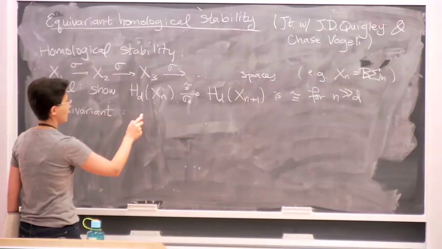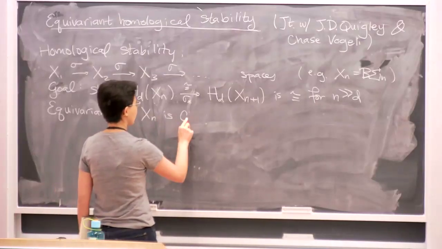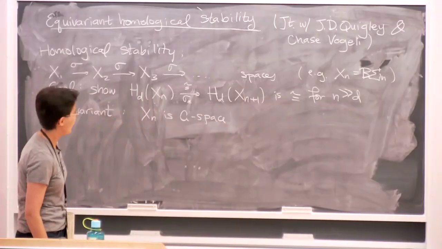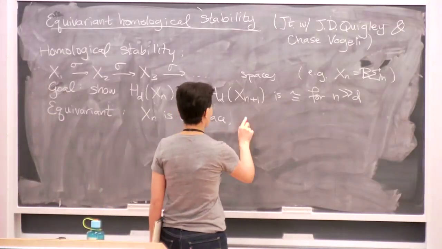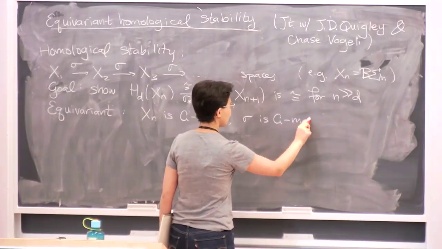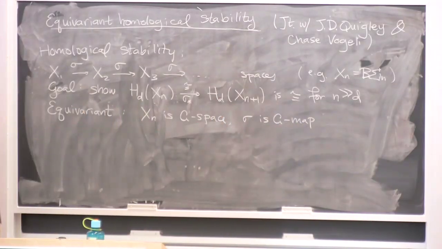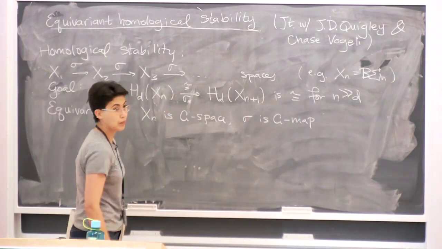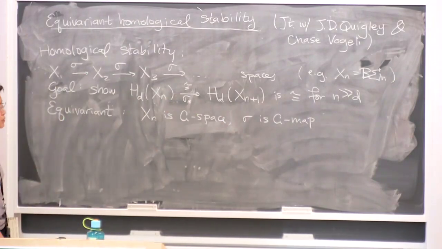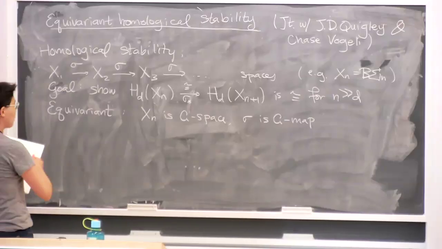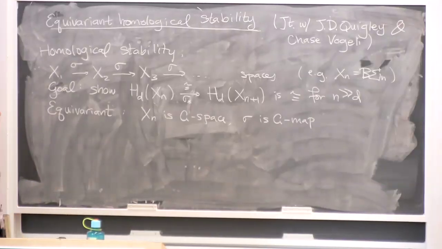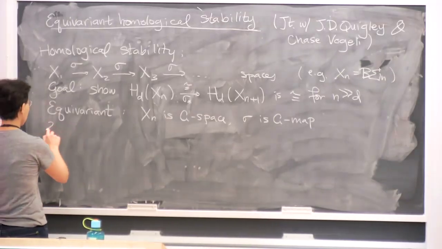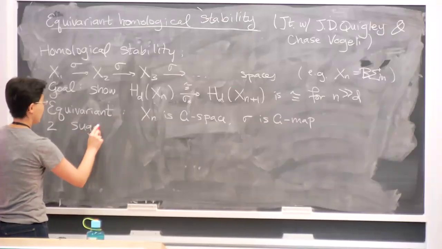So the equivariant version is, maybe X_n is a G-space for some group. The groups we've considered are finite abelian groups. Sigma is a G-map. And you might expect that, in some nice examples, we might get the same kinds of theorems, that you have a string of maps and you get an isomorphism in homology. But actually, the correct equivariant setup ends up looking a little bit different. So I'm going to call this suggestions.